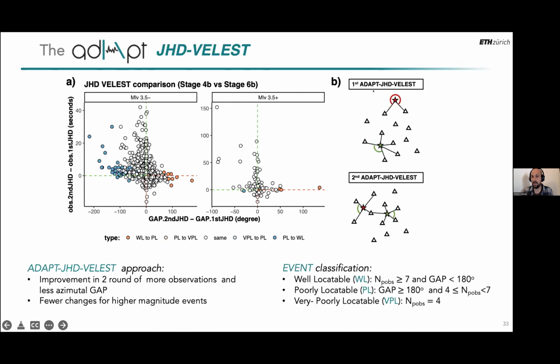And this is because, as you see in panel B, in a synthetic example of why this is happening, maybe an event was outside the network that recorded it in the first round. In the second round, instead, by increasing and well constraining the location after the first round, we are able to reduce the azimuthal gap and increase the number of observations at those stations.